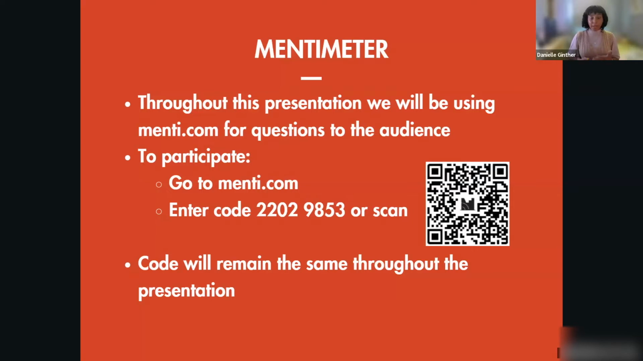So today we will be using Mentimeter. If you've been here before, we've been using this for all our presentations. It is just a way for everyone to participate in an anonymous fashion. To participate, you can go to menti.com and enter the code 2202-9853 or scan the QR code, which will take you directly to that site. And this code will remain the same throughout the presentation, so there's no need to close it and reopen it.